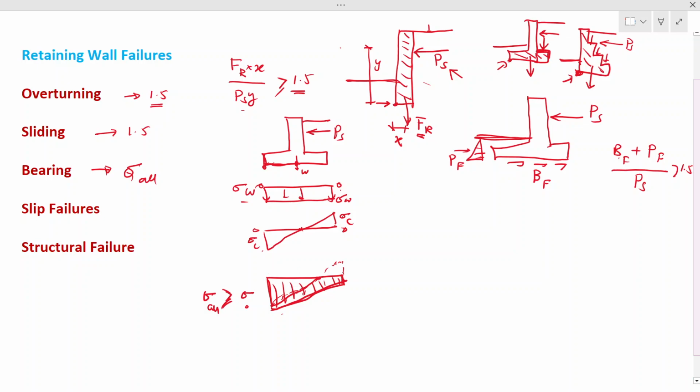So we have to make sure it does not fail by bearing. To not fail in bearing, you have to make sure the applied pressure here is less than the allowable bearing pressure, right?